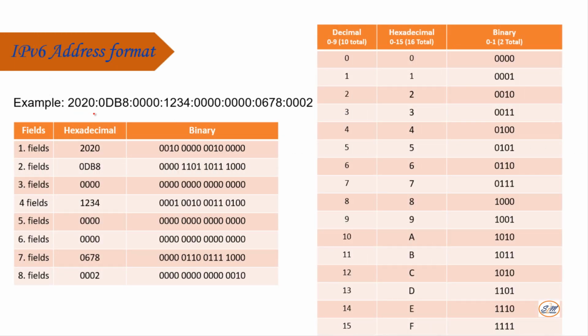Example of IP version 6. I told you we should divide 128 bits into 8 field groups of 16 bits. Field 1, field 2, up to field 8. So 2020, 0db8, 0001, 1234, 0678, 0002. So this is called hexadecimal.